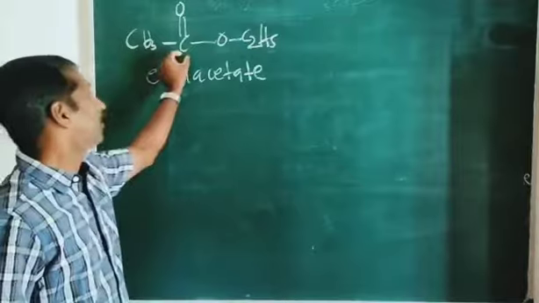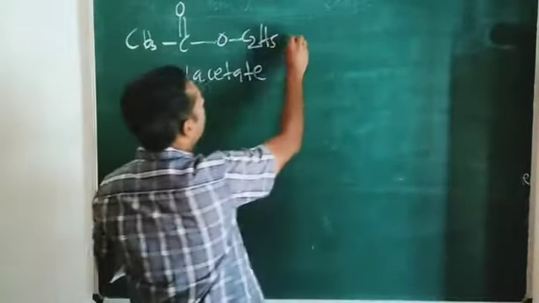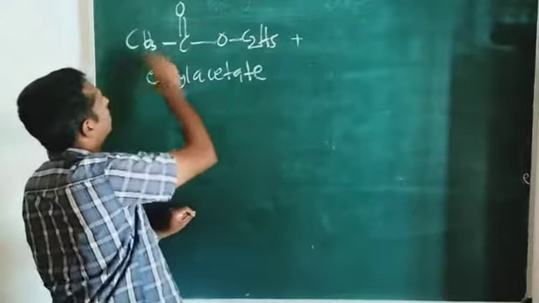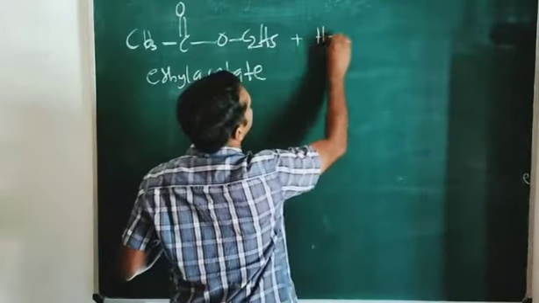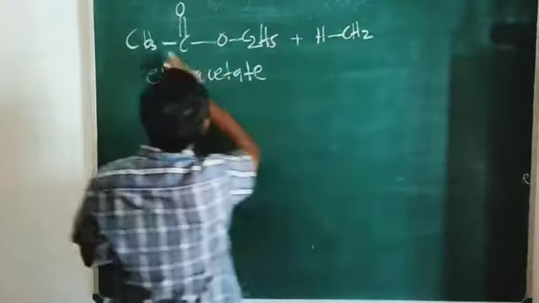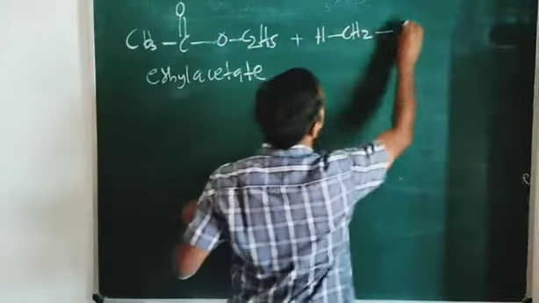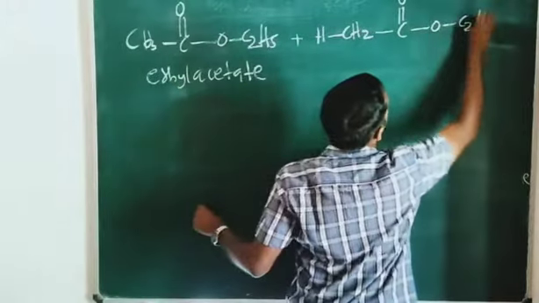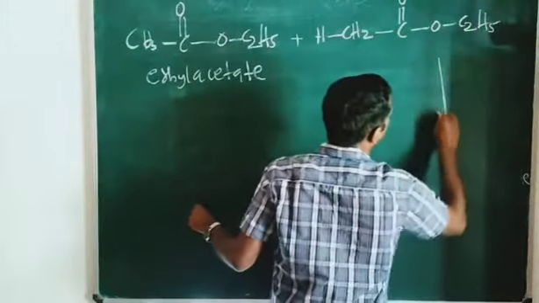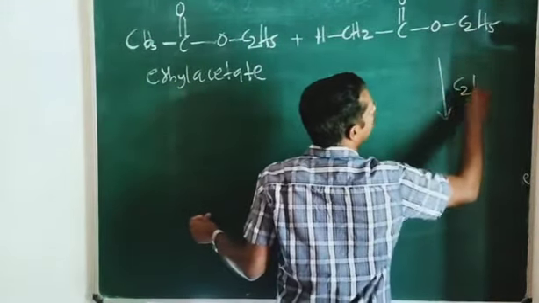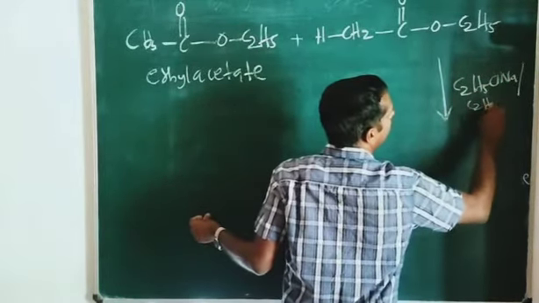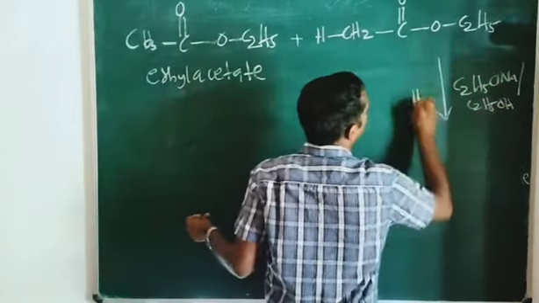This is the first molecule of ethyl acetate. Now, again I am writing the second molecule. CH3 can be written as HCH2. This is the second molecule, then again the same: CO, OC2H5, in the presence of C2H5ONa and C2H5OH, followed by hydrolysis.